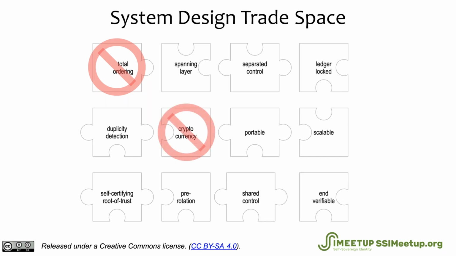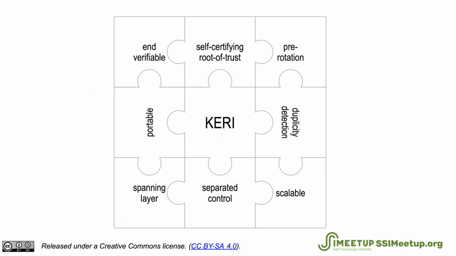I don't need a cryptocurrency to do an identity system. I can use some other cryptocurrency for payment. It doesn't have to be embedded in the identity system. I don't need shared control because the controller is the only controller. So I can avoid that, and I don't need to be locked to a ledger. And so given that I take those out, I can come up with a system that has these features that is an identity system. So it's a matter of trading off different things and composing in a different way.